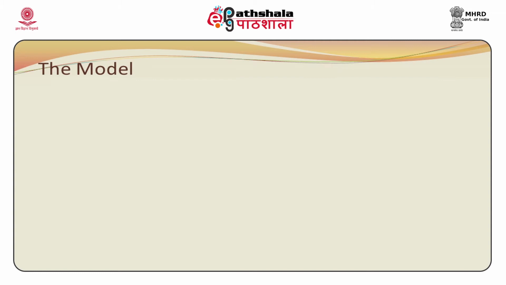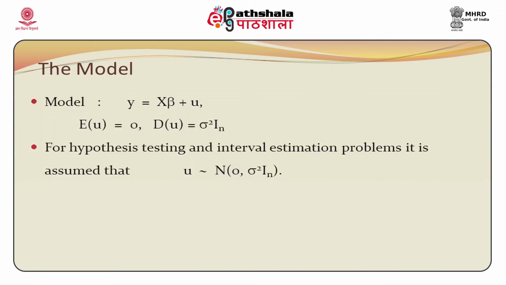Let us look at the regression model y is equal to x beta plus u. Y as usual is the n component vector of responses, x is the n by p matrix of explanatory variables, there are p explanatory variables, and beta is the p dimensional vector of parameters. U of course is the error. We assume that expectation of u is 0 and dispersion of u is sigma square I n. This is all we need to assume as long as we are estimating the parameter beta.